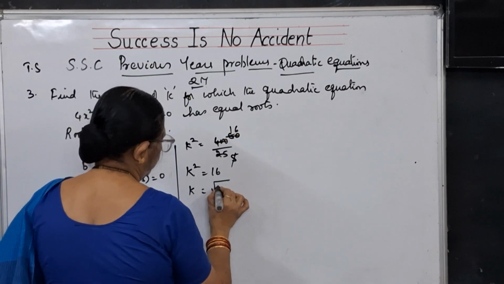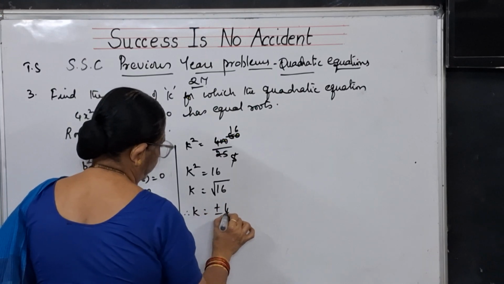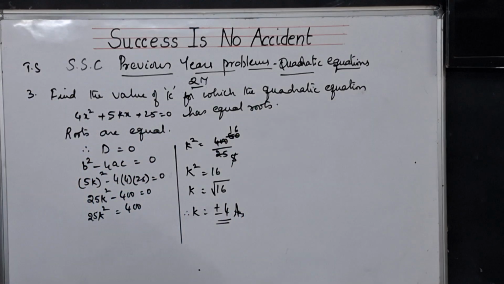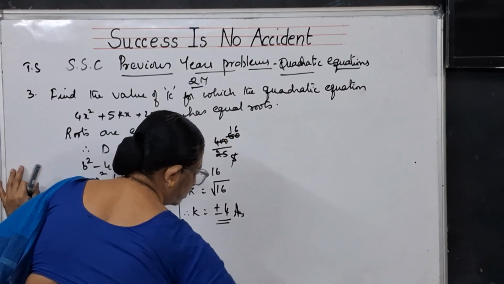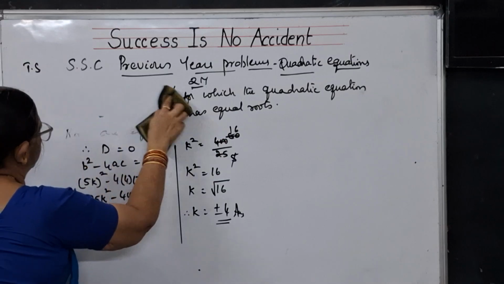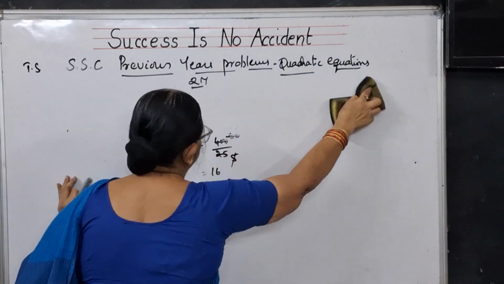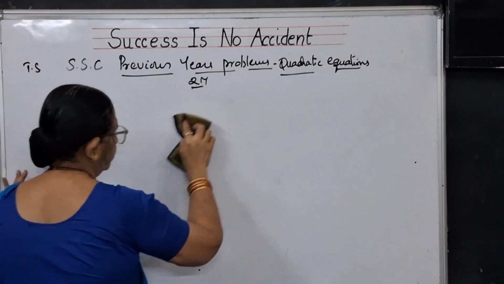K is equal to root of 16. Therefore k is plus or minus 4. This is the answer for k value, children. Since they said quadratic equation has equal roots means discriminant is equal to 0. So basing on that you are getting this problem. Write down this. Next sum. Fourth problem.